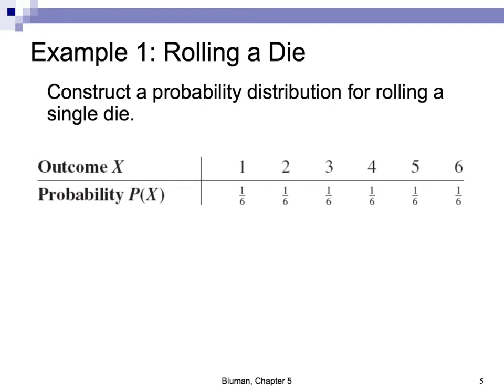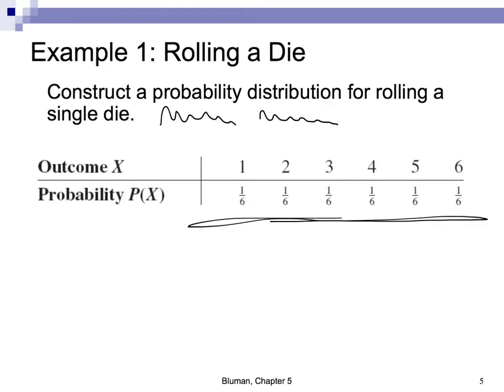Okay, so if we were to construct what we call a probability distribution, that's that new vocab word in there, for rolling a single die, this is what it would look like. We put our variables out there. Our variables are all the outcomes. So this would look very similar to our sample space, right? And then the probability of each one happening goes underneath each of them. As you notice, all of these add up to what? 1. Yep, they all add up to 1.